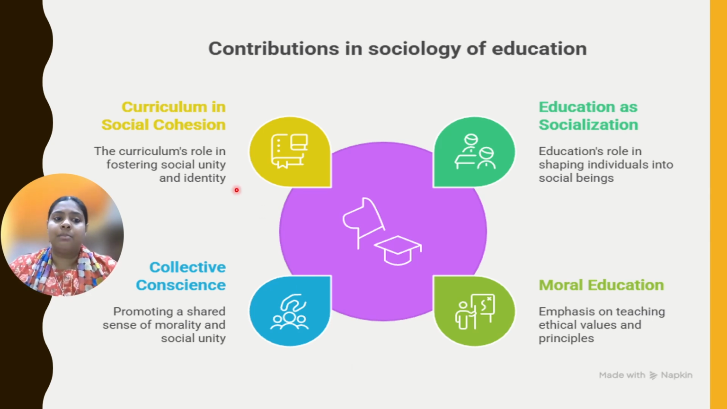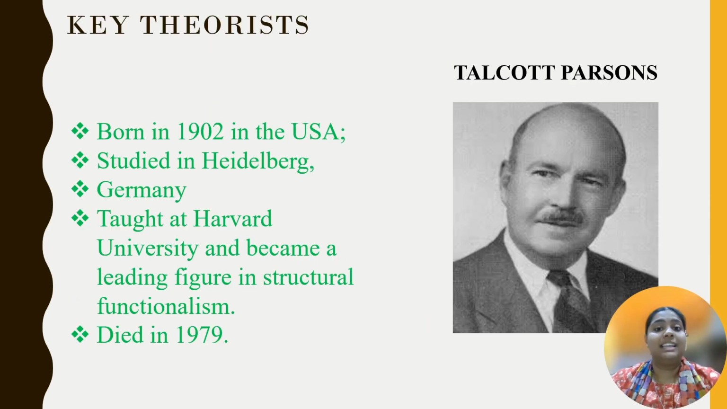Next, curriculum in social cohesion. This means that the curriculum must be developed so that it improves social unity and identity in the society. Now, let's see other key theorists of this approach. The next key theorist is Talcott Parsons. Now let's see his life sketch.